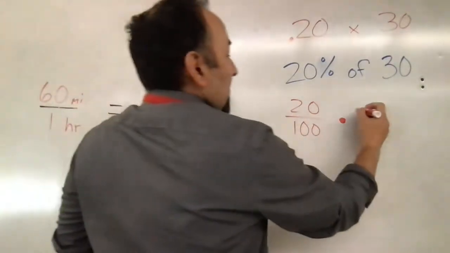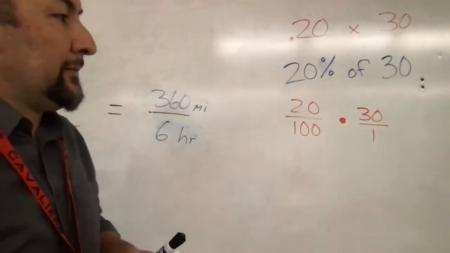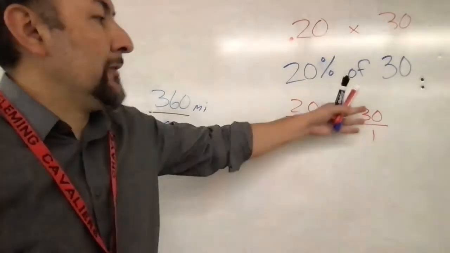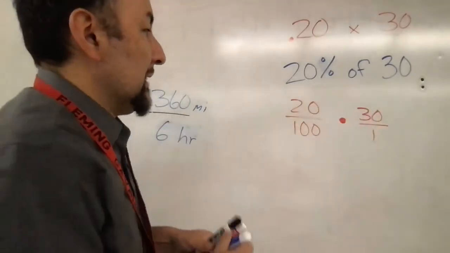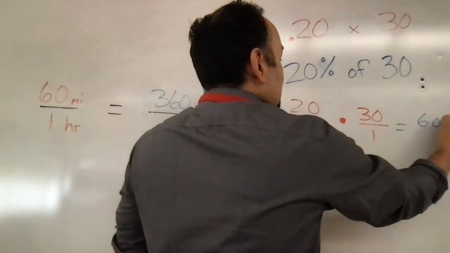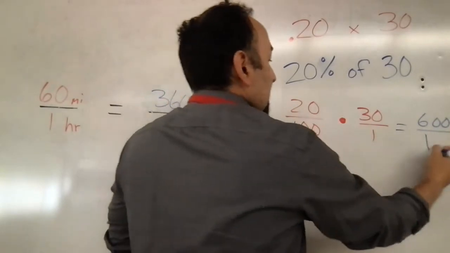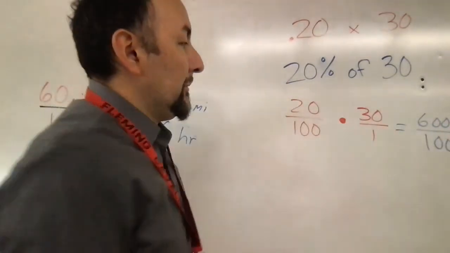20% of 30, I can write any number as that number divided by 1 without changing it. Why would I do that? Because if I write this as a fraction, now I have two fractions and I can multiply straight across. That's going to be 600. That's going to be 100. If on my calculator I do 600 divided by 100, I'm going to get 6.